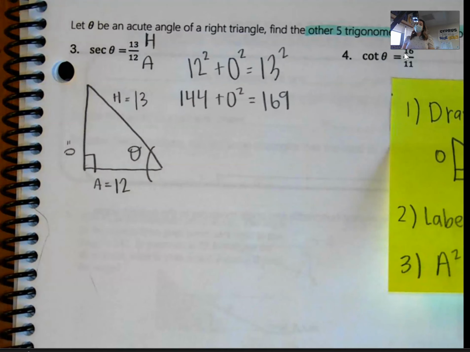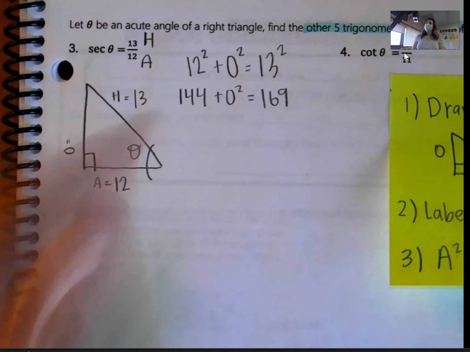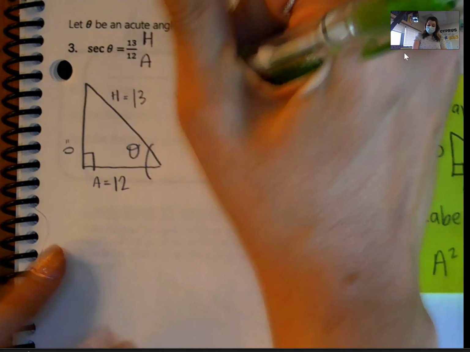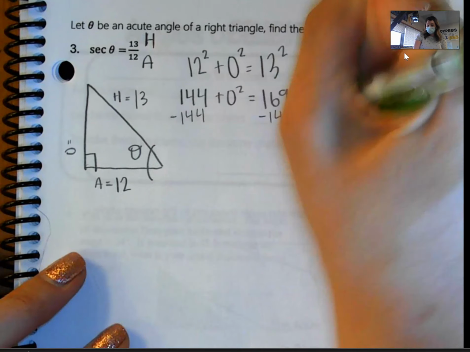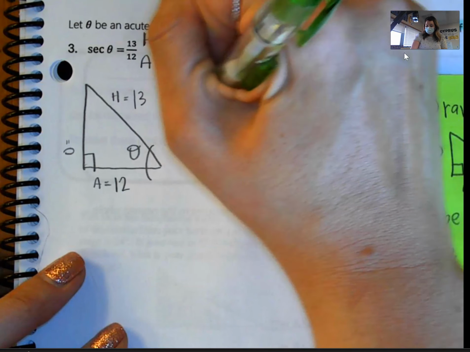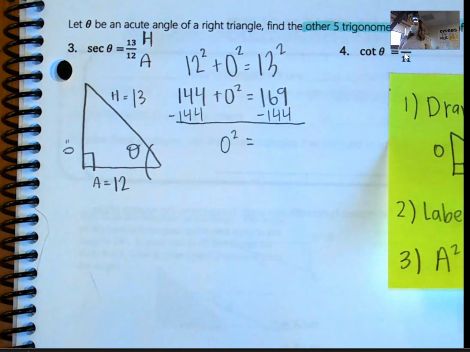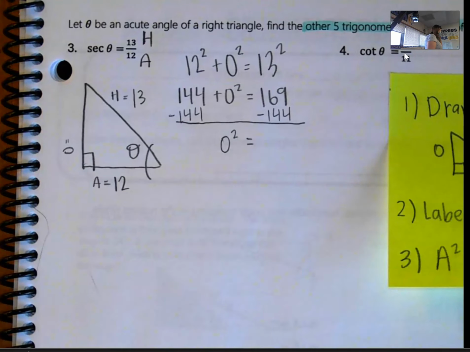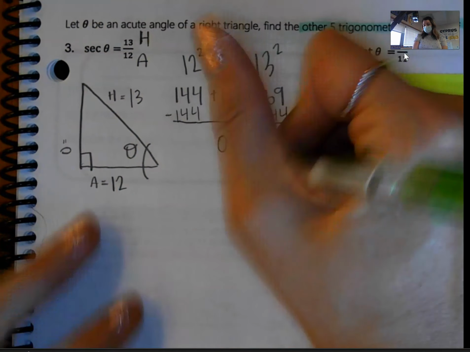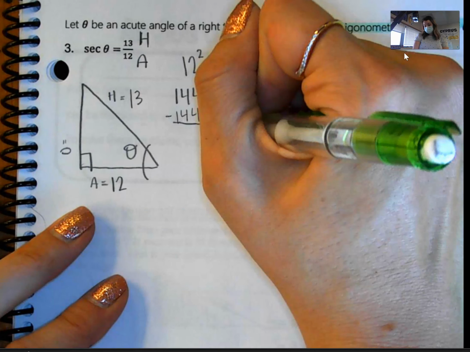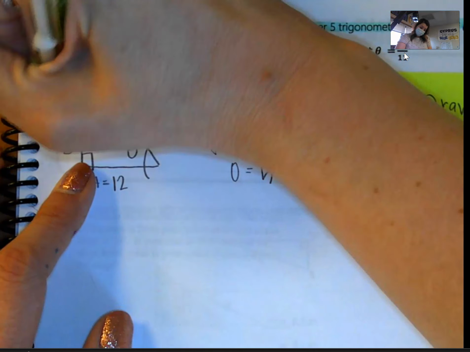Now I do the same thing that I've done on other problems like this. I got to move that 144 over. To do that, I subtract, just like I did before. So I'm going to subtract 144 from each side. That gives me o squared is, somebody do 169 minus 144. Oh, hallelujah, 25. So what's my opposite side length then? 5. So now I can fill that guy in.